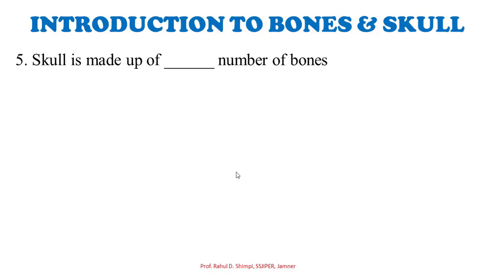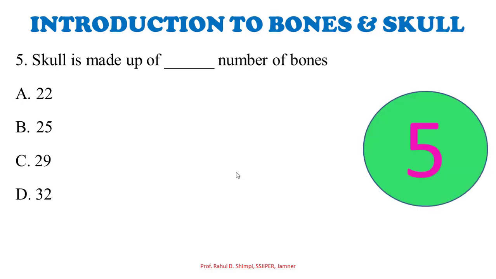Number 5, skull is made up of dash number of bones. Very easy question. Option A 22, B 25, C 29 and D 32. So the correct answer is 29.